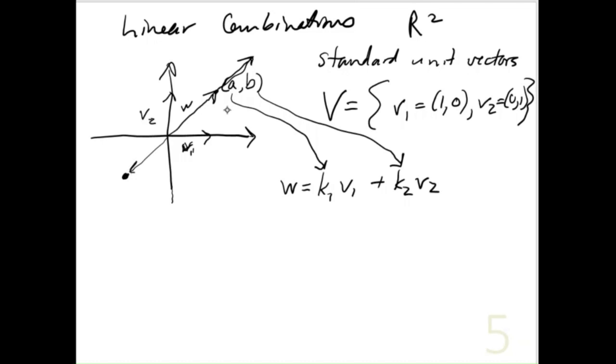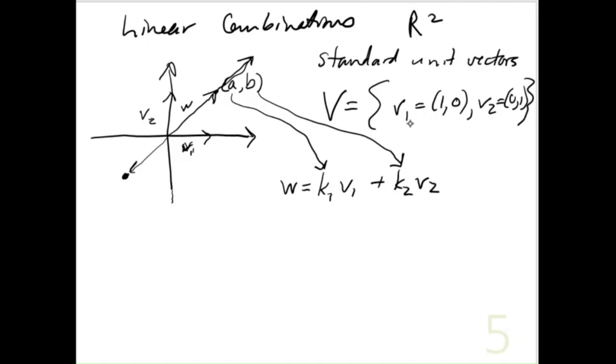So that vector W can be a linear combination of the standard unit vectors. Now, this is the simplest example if you're using standard unit vectors, because they're probably the easiest to visualize. You'll be able to see how much the K affects the length of W if you're using the standard unit vectors.